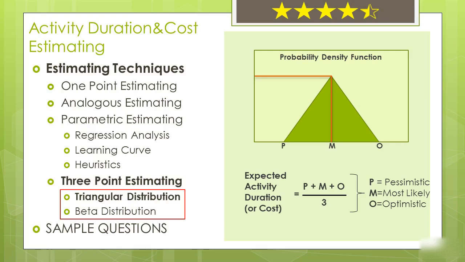The only formula you need to know for triangular distribution is expected activity duration or expected activity cost equals to sum of pessimistic, most likely, and optimistic estimations divided by 3. Or by using abbreviated terms, it is P plus M plus O divided by 3. I will explain another term, standard deviation, in beta distribution lecture, but here I would like to note that standard deviation formula for triangular distribution is so complicated and you don't need to know it for PMP examination.